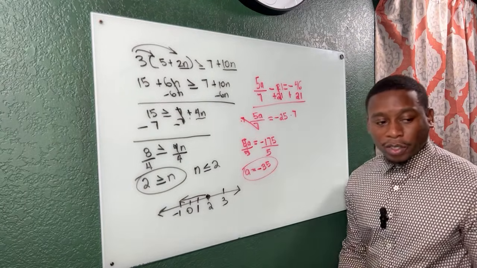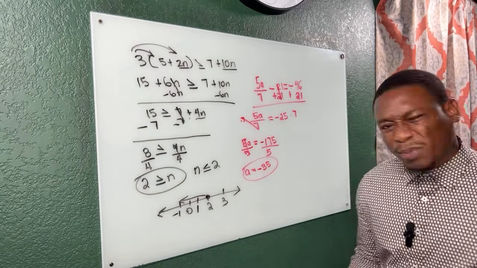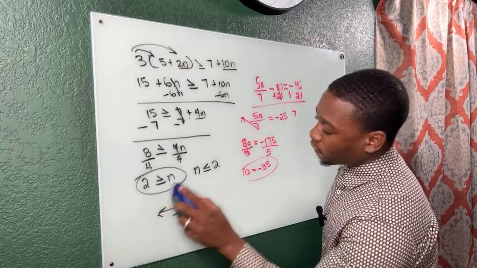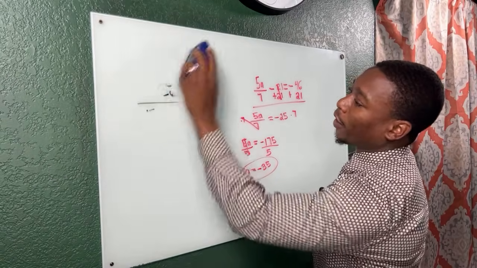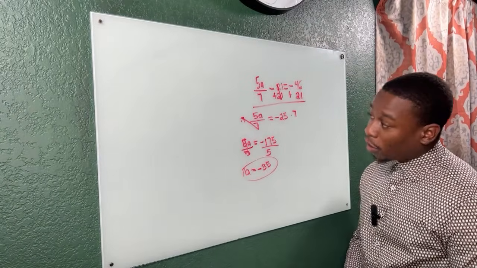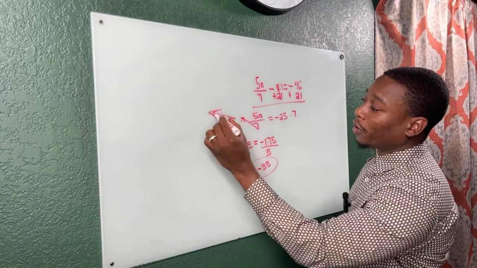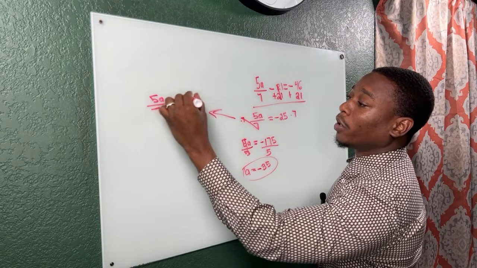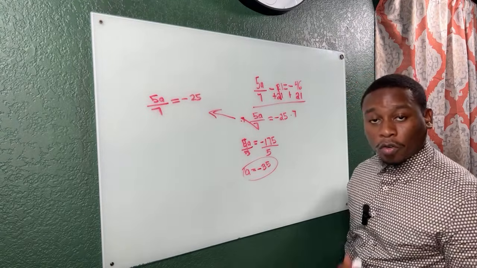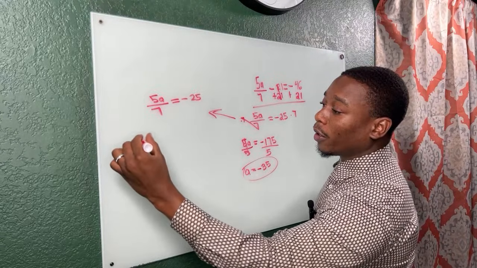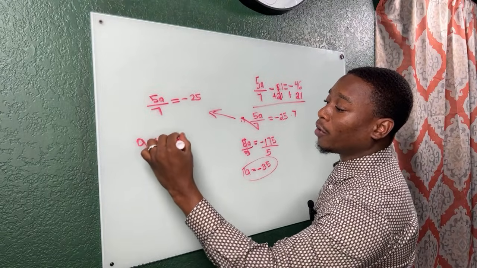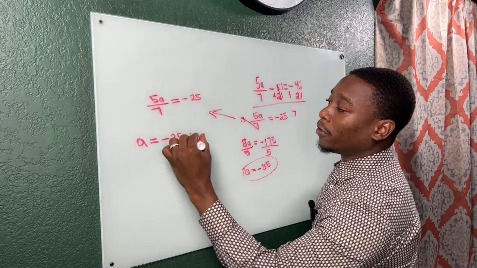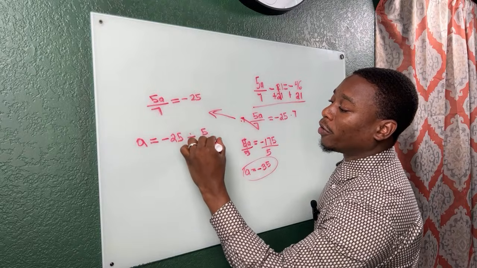Now I'm going to show you another way that's probably a little easier. Let's say we went back and wanted to do this all in one step. Right here, 5a over 7 is equal to negative 25. If we divide by the entire fraction and simplify, we have negative 25 divided by 5 over 7.